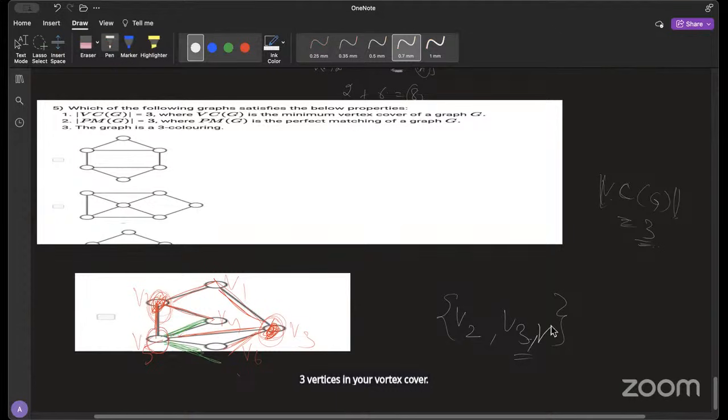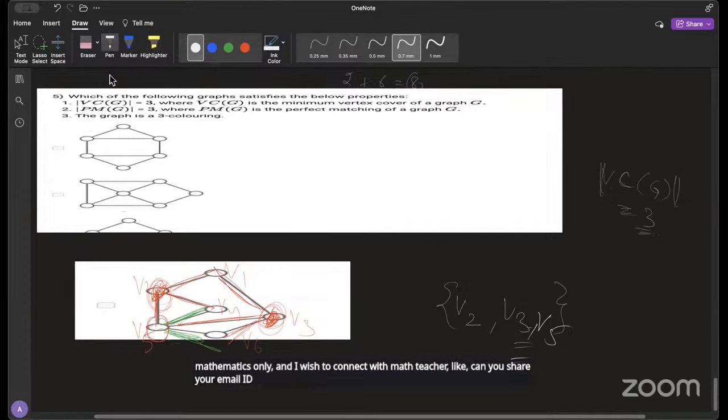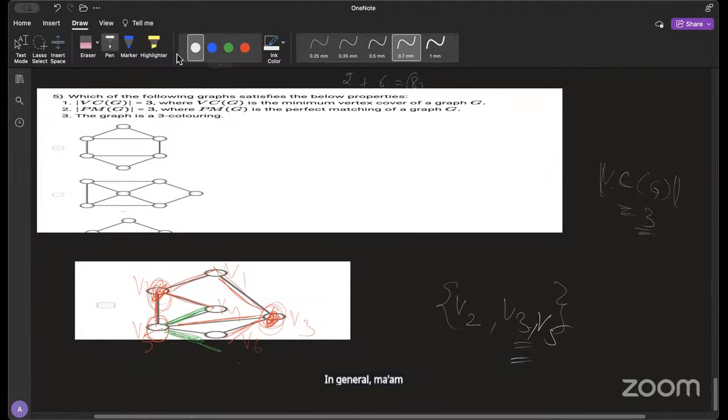Yes, sir. Okay. Ma'am, I took this course of IIT Madras for mathematics only, and I wish to connect with a maths teacher. Can you share your email ID, and also share some notes of that or in general, ma'am? The email ID is on the portal. That's also there on the portal, I guess.